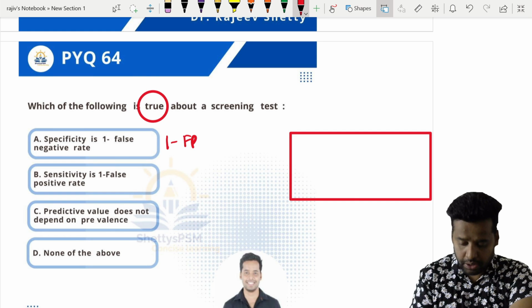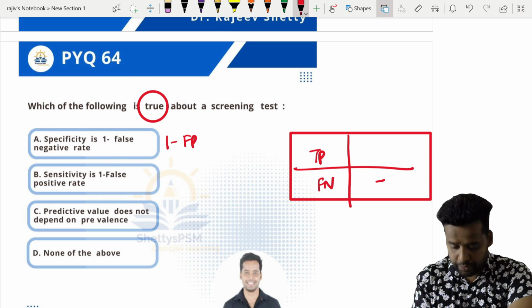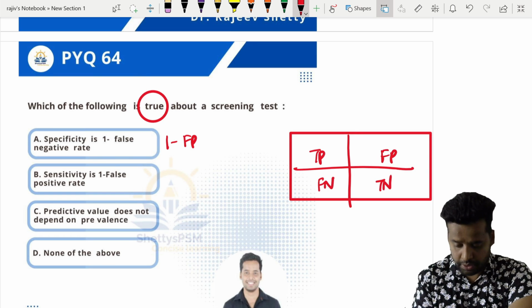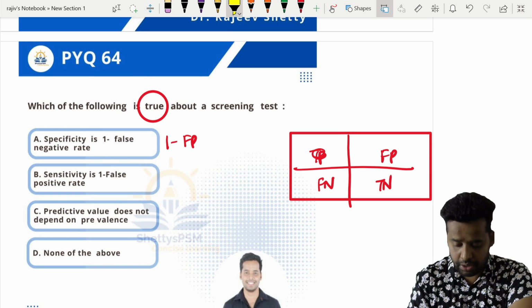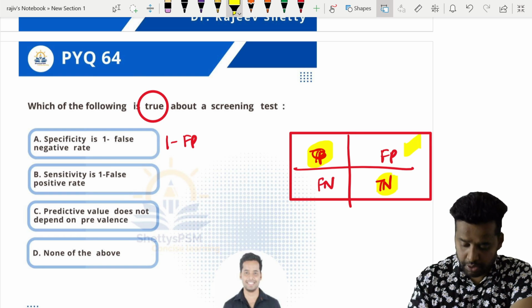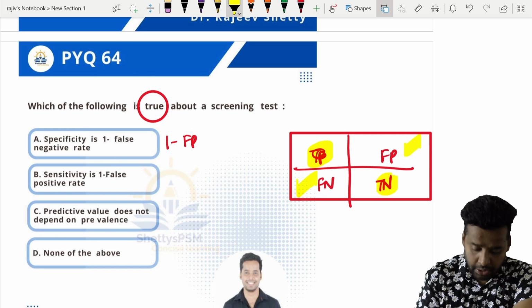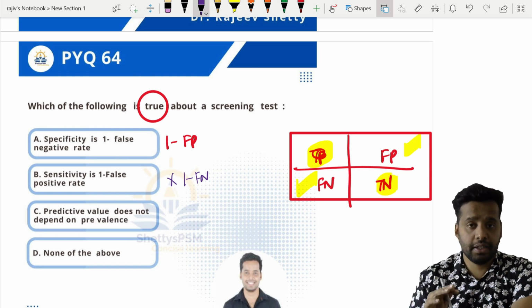You should know the table, the 2 by 2 table. This is true positive and false negative. True negatives and false positive. Sensitivity is in this true positive corner, and specificity is in this corner. This is sensitivity, this is specificity. So specificity is 1 minus false positive, sensitivity is 1 minus false negative. So this is also wrong. This 1 minus false negative, both are going opposite. If it is 80, the other is 20.